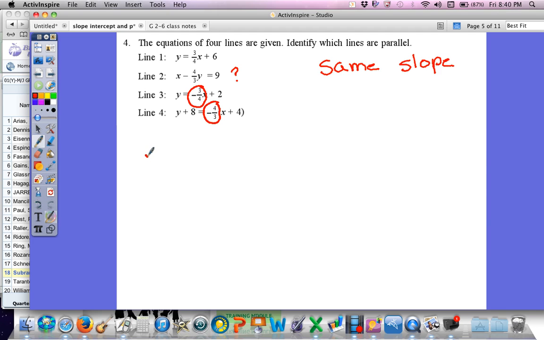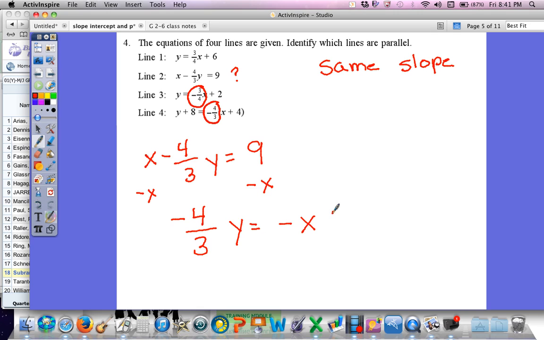So I need to take line 2 and go ahead and get it in slope-intercept form, and that'll help me find the slope. So subtract x from both sides. I have negative 4/3 y equals negative x plus 9.